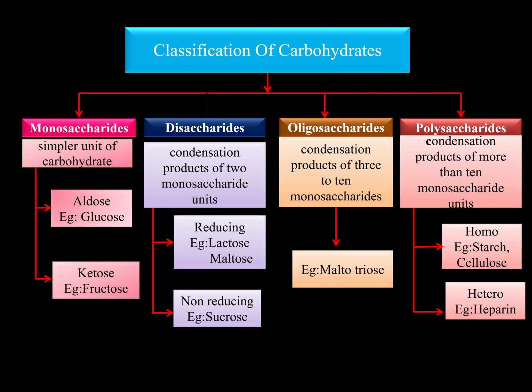Polysaccharides can be classified as homopolysaccharides and heteropolysaccharides. Homopolysaccharides are made up of only one type of monosaccharide. Examples are starch and cellulose. Heteropolysaccharides are made of more than one type of monosaccharide. Examples include heparin and hyaluronic acid.